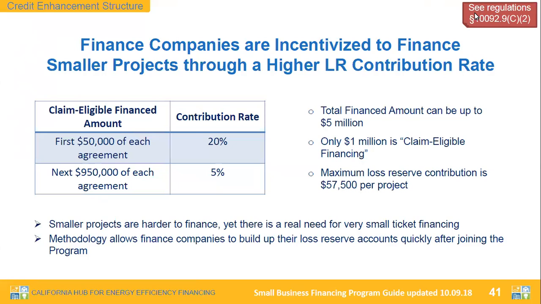underwriting burden. And then we've reduced the amount to 5% on the next 950,000 because the finance companies told us that anything over 5% wasn't making too much of a difference at that point. So we might as well preserve the ratepayer funds.